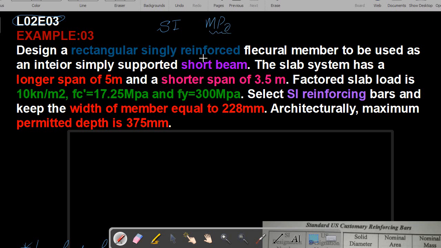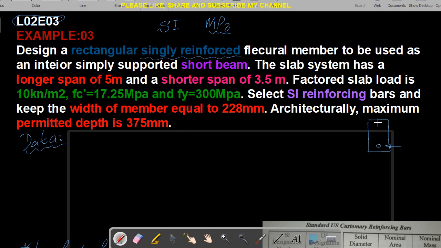Design a rectangular singly reinforced section. Let me write down the data, because first things first, you must write down the data. We have a rectangular singly reinforced flexure member. This point is very important. Singly reinforced section means that we have to provide steel reinforcement only in one zone, that is my tension zone, right? So that's why this is called a singly reinforced section.